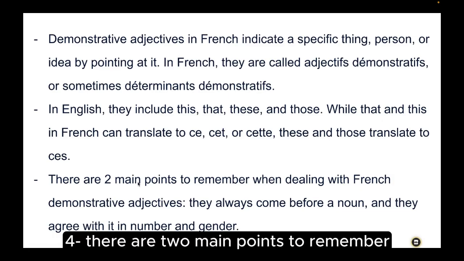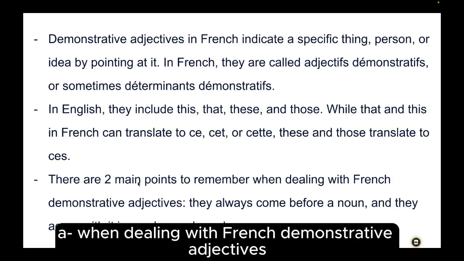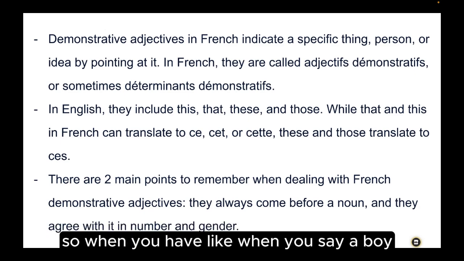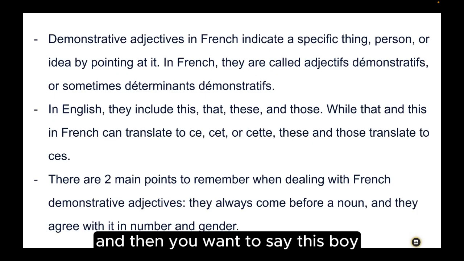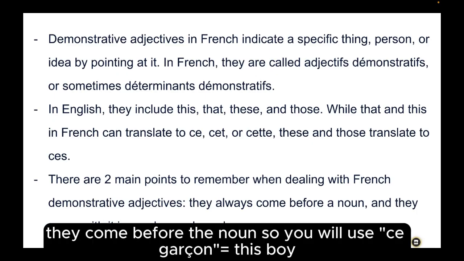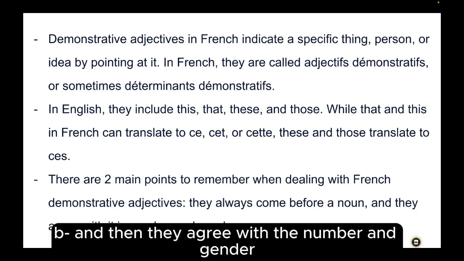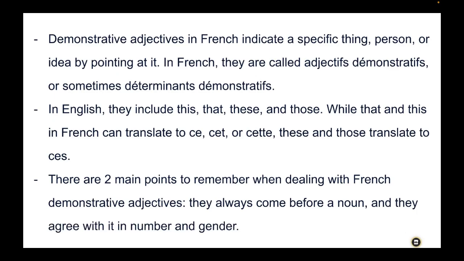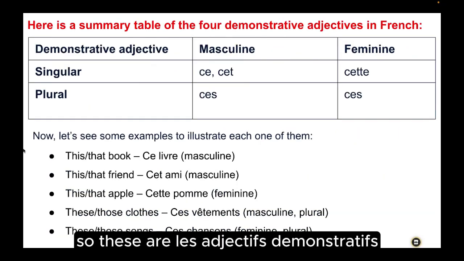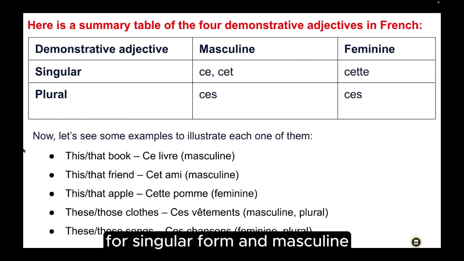There are two main points to remember when dealing with French demonstrative adjectives. Remember that they always come before a noun. So when you say a boy, and then you want to say this boy, you use it the same way. They come before the noun, so you will use ce garçon, and then they agree with the number and gender, and this is different than English. So these are les adjectifs démonstratifs.